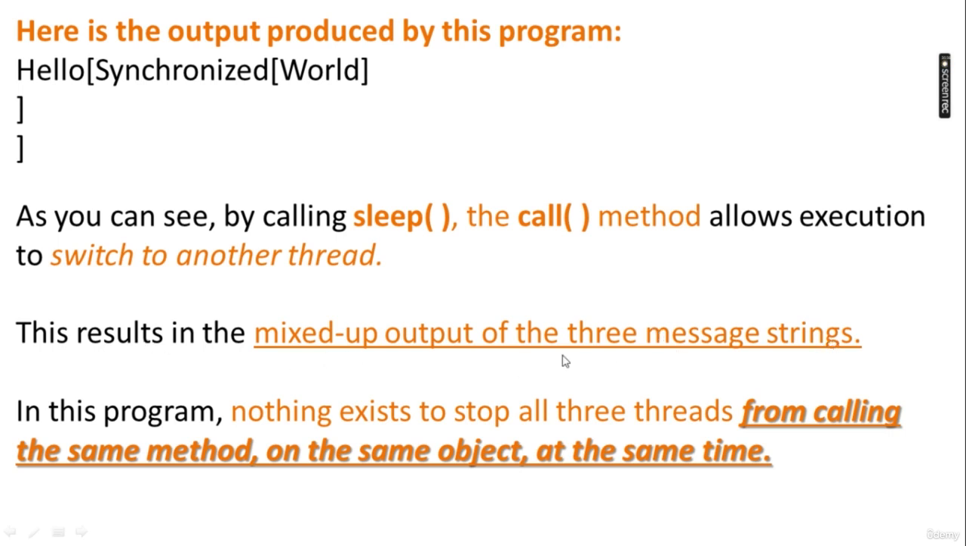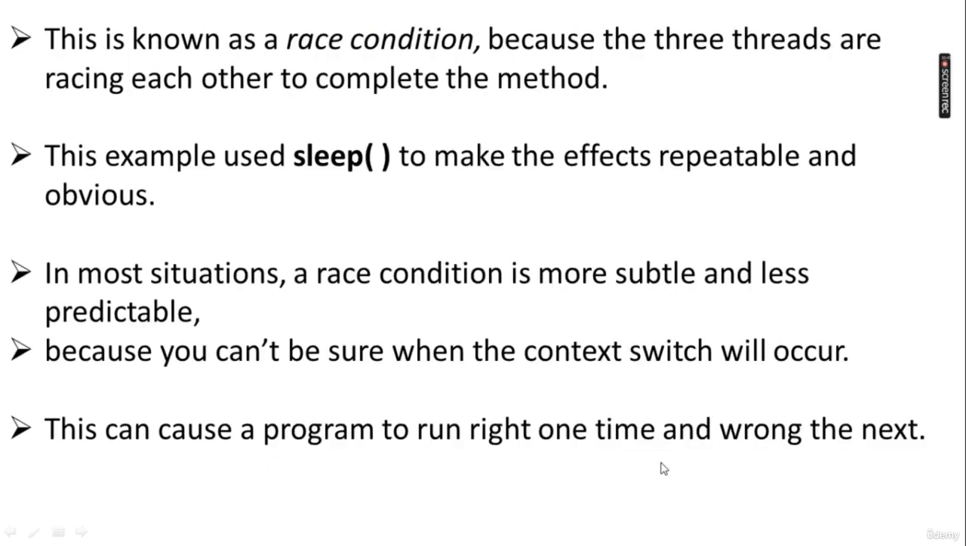the three message strings. Nothing exists to stop all these threads from calling the same method on the same object at the same time. This is called a race condition. Who is taking the CPU time and who is printing first? This is the race condition, because the three threads are racing each other to complete the method. This example used sleep to make the effect repeatable and obvious. So sleep is used over here in this example.